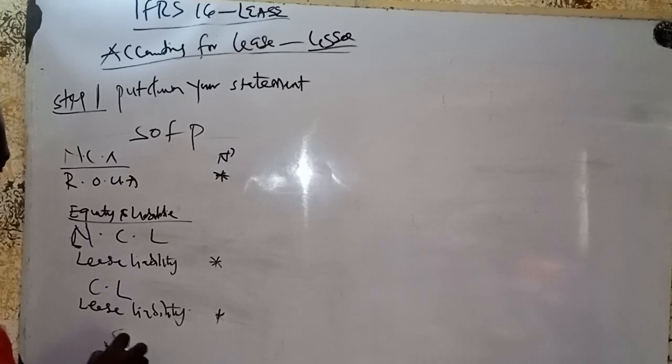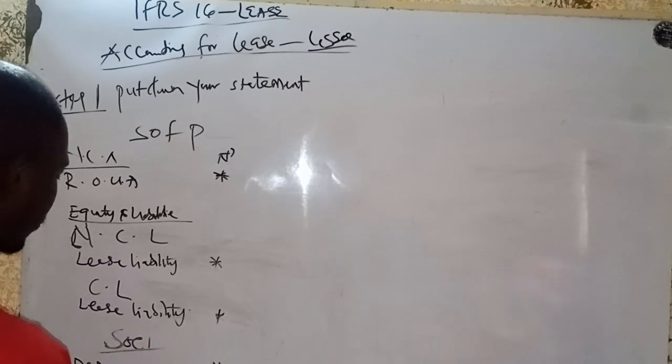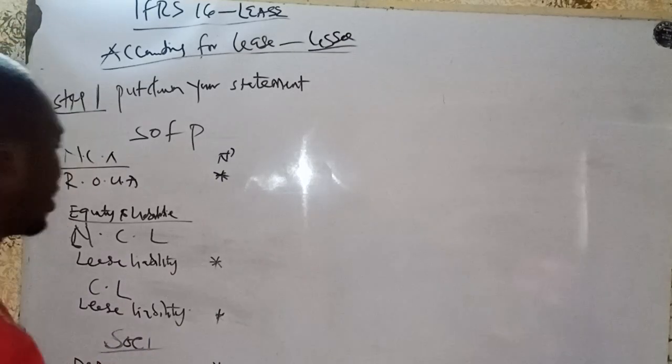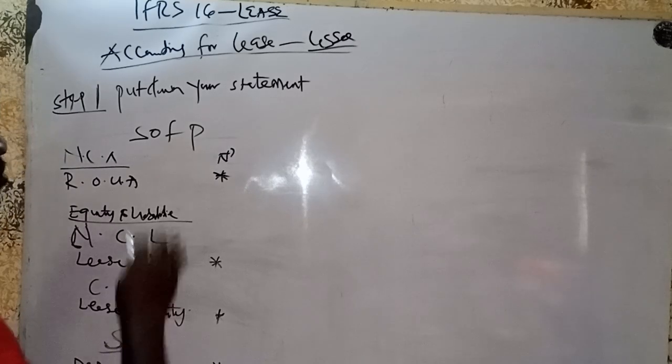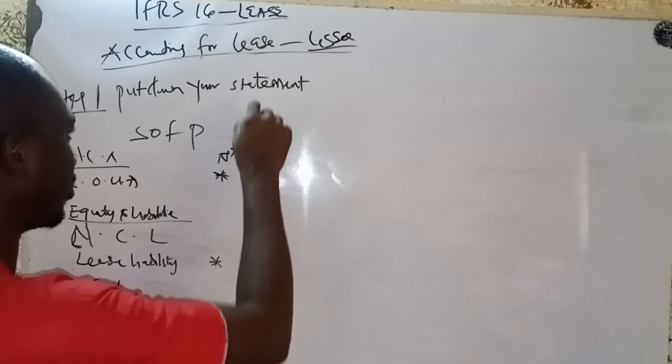Then the second one is the statement of comprehensive income. Under the statement of comprehensive income, you just put down depreciation. Finance charge or finance cost will also come. So these two items are always in your statement of comprehensive income. So whenever you see a question, just first of all put this down there. Now go to your workings.